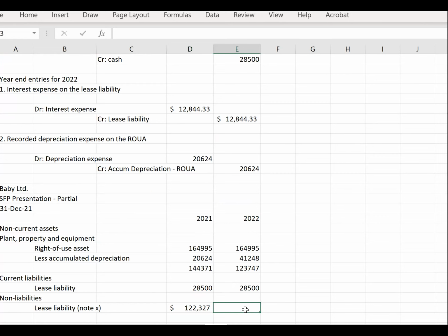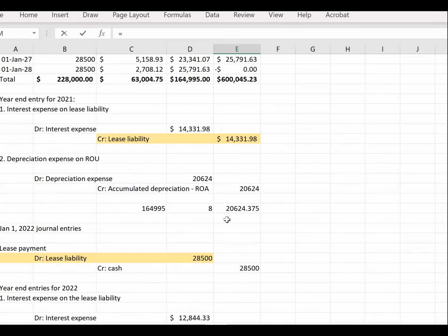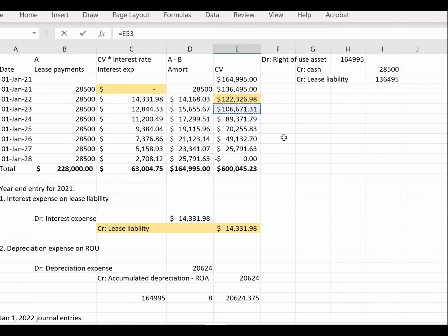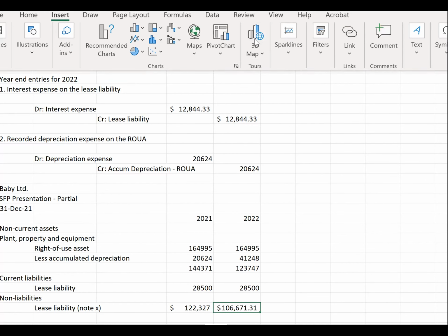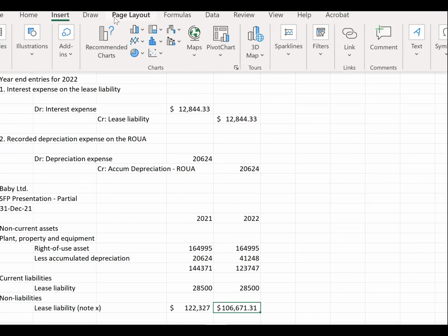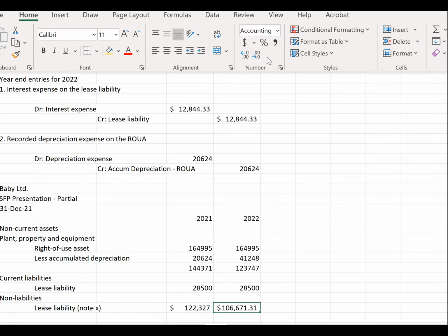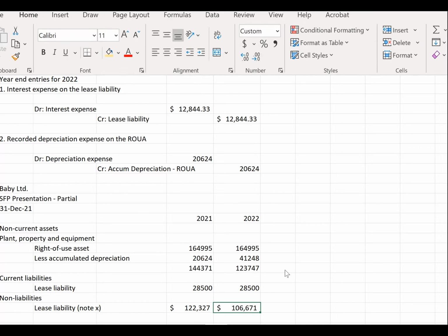Okay, and then for 2022, it's going to be the same thing. It's just going to be the next year down, which is going to be 106, 671, again, rounded. And that's the carrying value of our lease liability. That's the long-term value. Okay, so that gets us there.